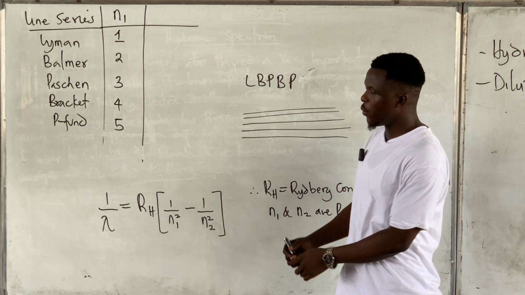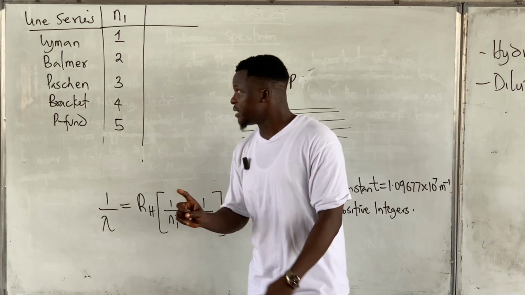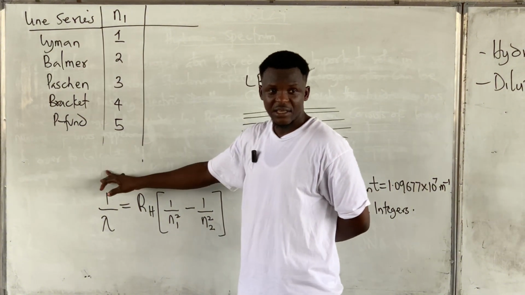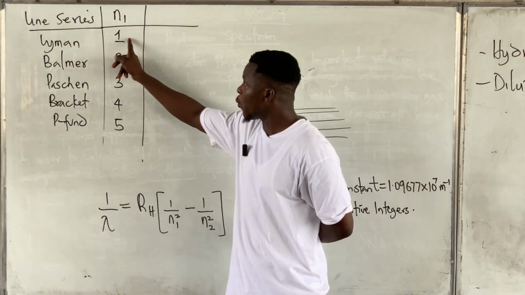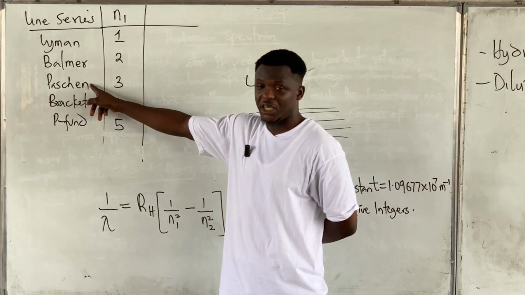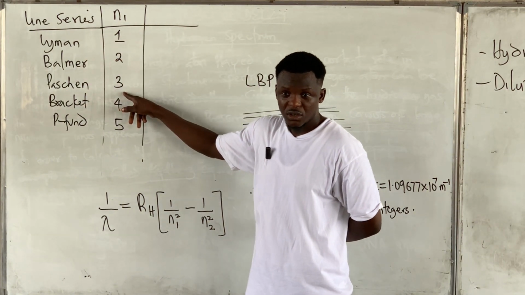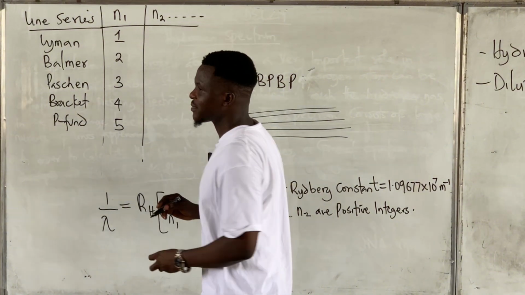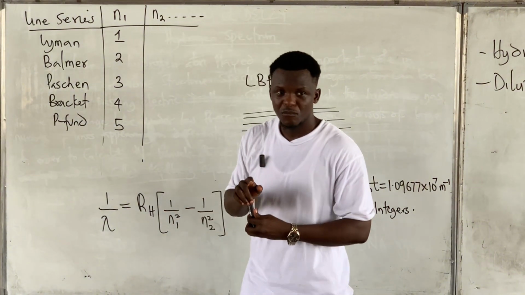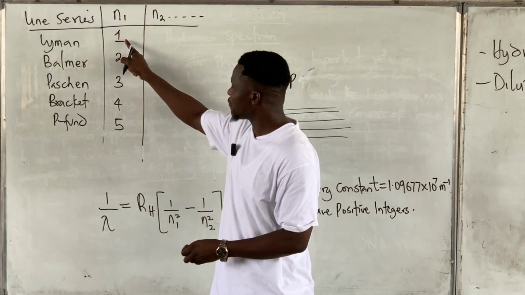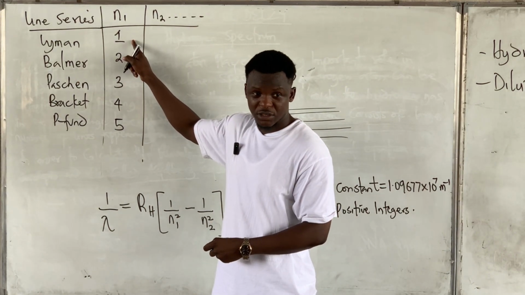All of this is what we need to solve for. But take note: anytime you're asked to solve for wavelengths, they must mention one of these names. If they say Lyman, your n1 automatically becomes what? 1. If they say Paschen, your n1 automatically becomes what? Now, n2: the first line for Lyman is going to start from 2.